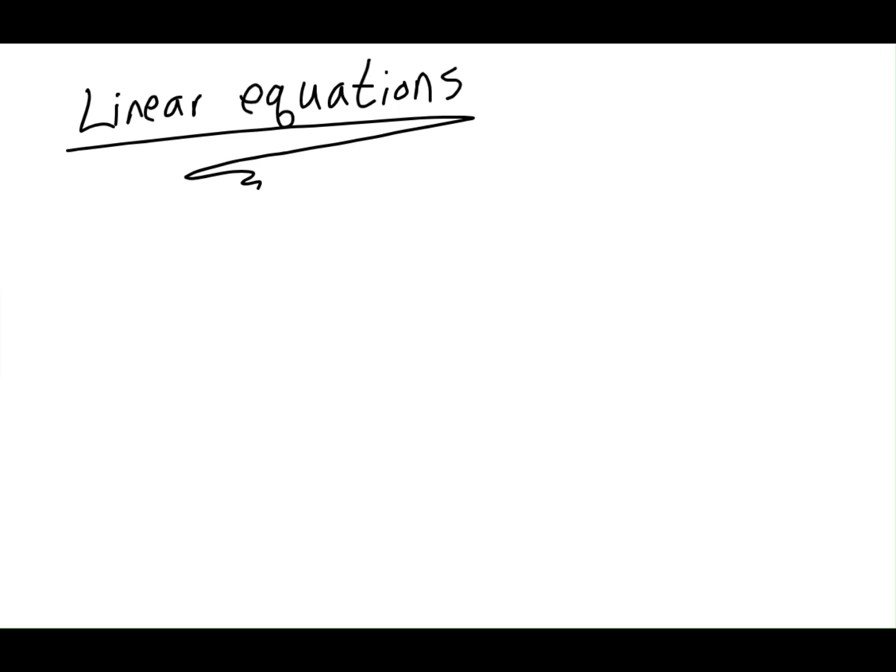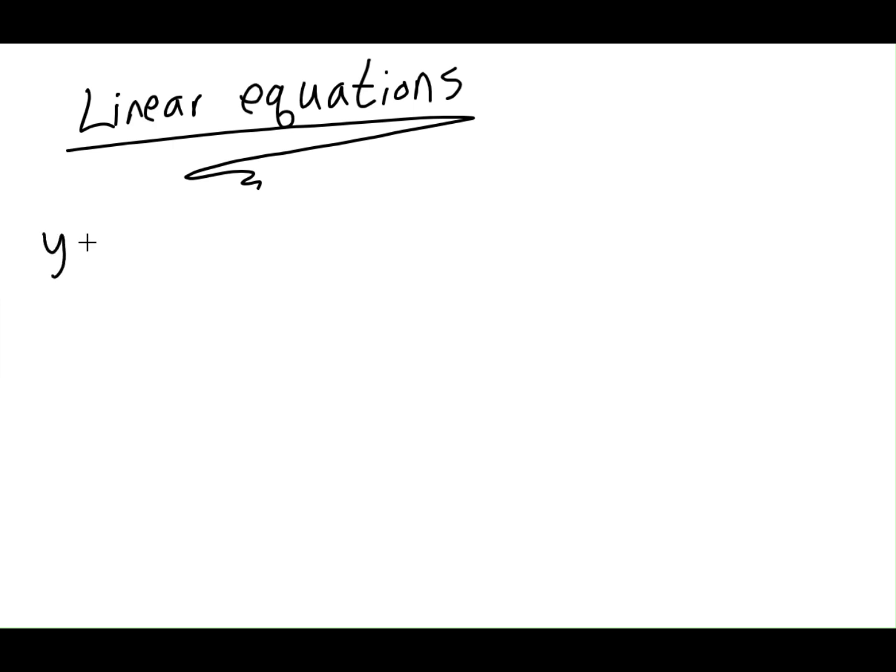This section is about linear equations. So a linear equation is basically just a straight line. You could think of it as a polynomial of degree 1, but it's kind of separate, so it's going to have its own section. There's a lot more we can talk about with linear equations.